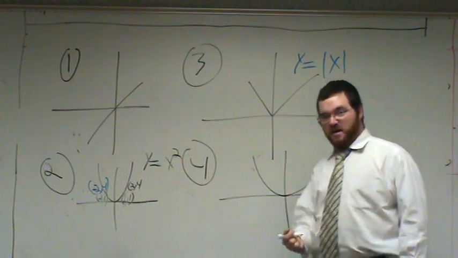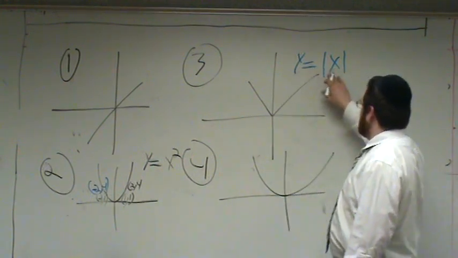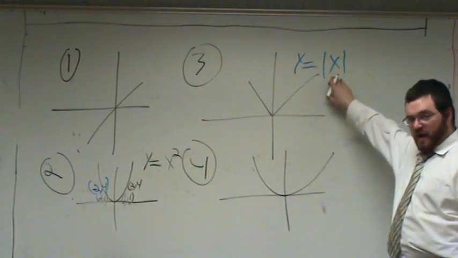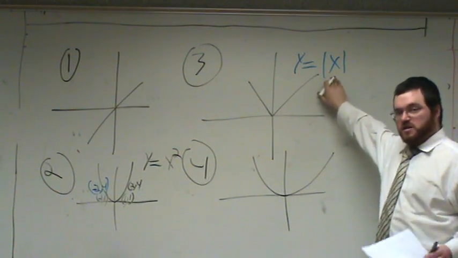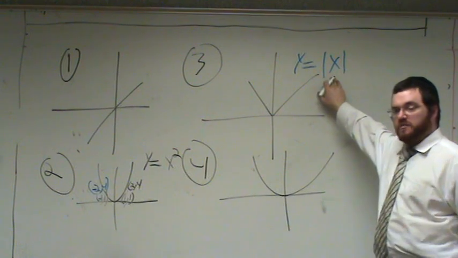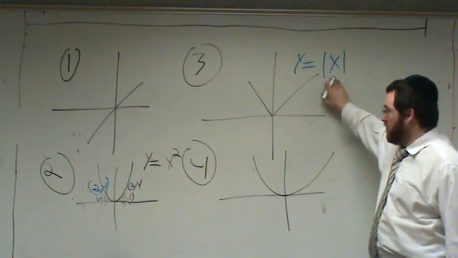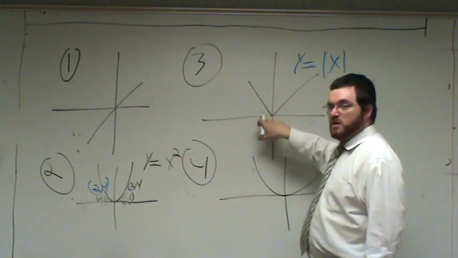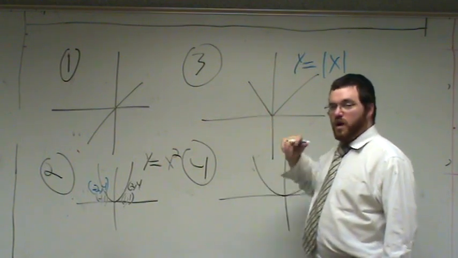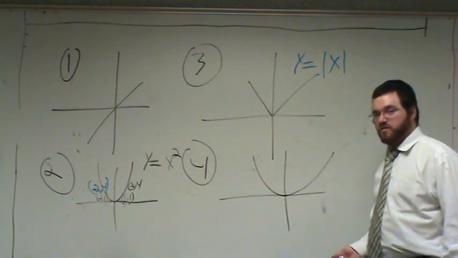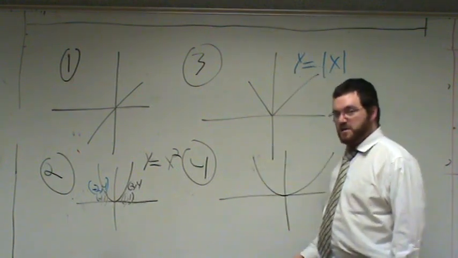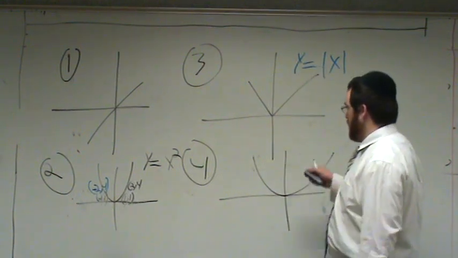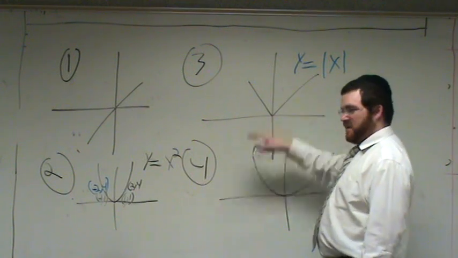When x is negative 1, y is the absolute value of x, the absolute value of negative 1, meaning how far is this number inside the absolute value away from 0? Well, negative 1 is away from 0, 1. So when x is negative 1, y is its absolute value, which is positive 1. When x is negative 2, y is its absolute value, positive 2. So therefore, even though it's a line, it's not linear.